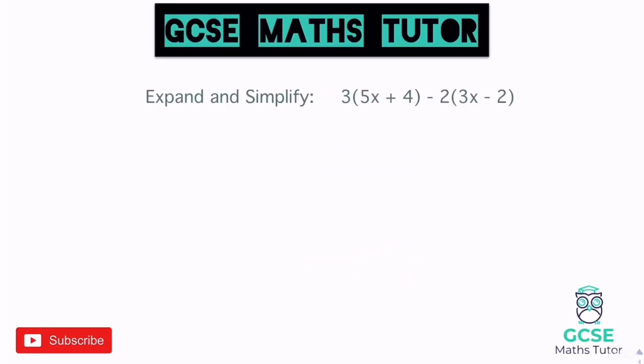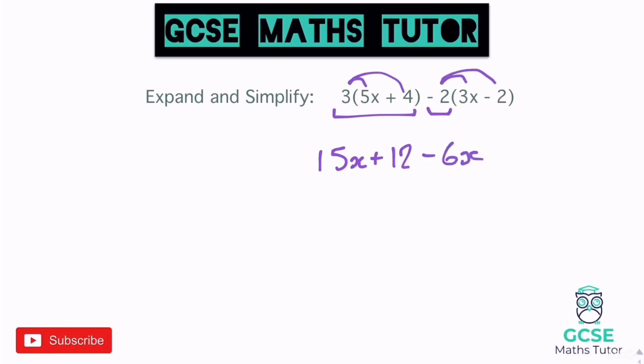Expanding and simplifying two brackets, so we'll expand these separately, so let's have a look at the first one. So 3 times 5 is 15, and 3 times 4 is 12. So we have 15x plus 12. On to the next one. Got to be careful with this one because it's saying take away, which means this is a negative 2 at the start of the bracket. So we're going to times both these pieces by negative 2. So negative 2 times 3x is negative 6x. And negative 2 times negative 2 gives us positive or plus 4.